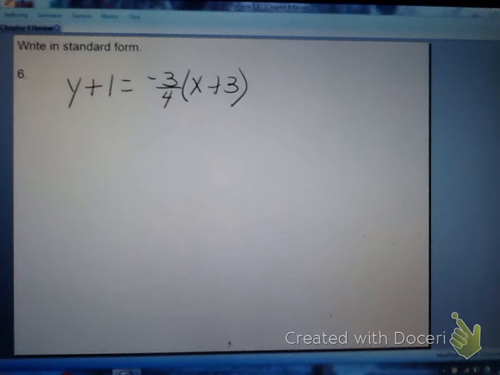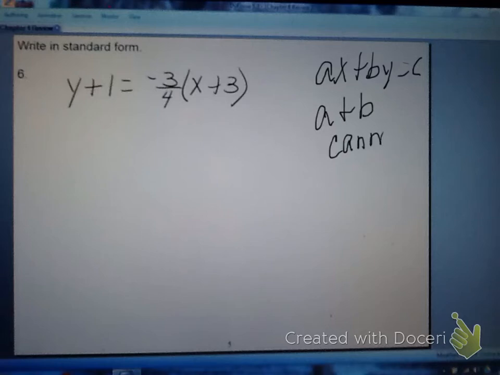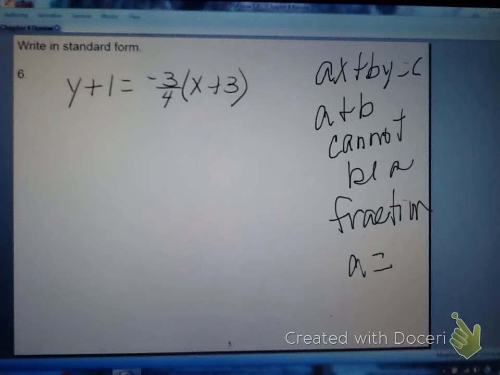Number 6, write in standard form. Remember, standard form is ax plus by is equal to c, where a and b cannot be fractions and a cannot be a negative number. So before we clear our fractions, we need to do the distributive property.